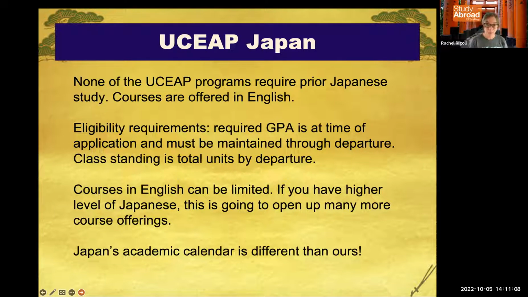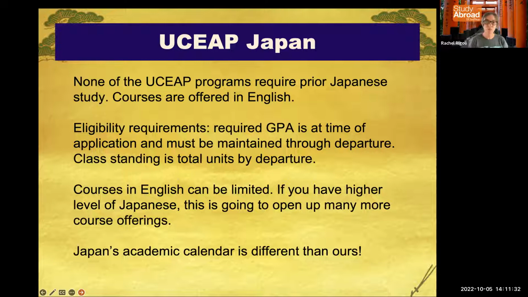If you speak Japanese or you have an advanced level of Japanese, that's going to open up a lot more course offerings to you. When I say advanced, I usually mean 3 years of university level Japanese or higher. That would allow you to take courses in Japanese in your major and choose from the regular course catalog that Japanese students at that university are choosing from.